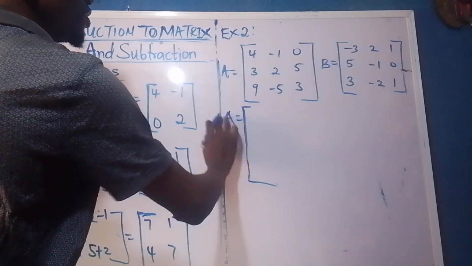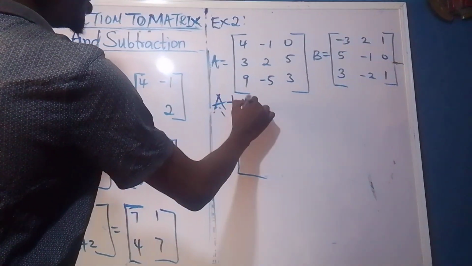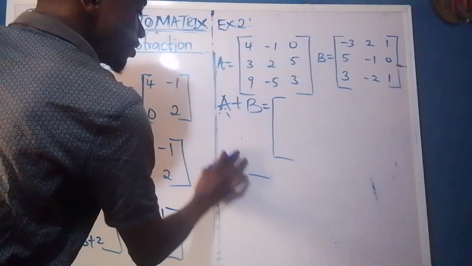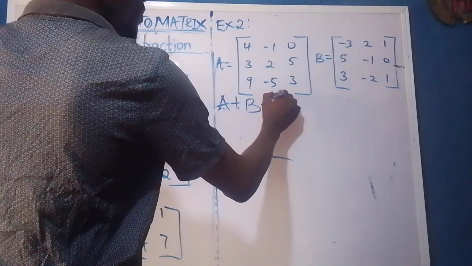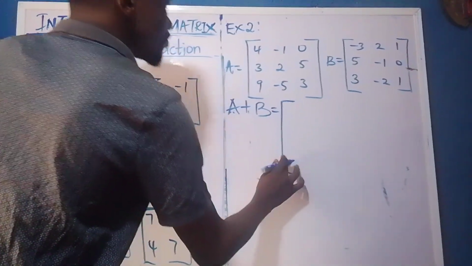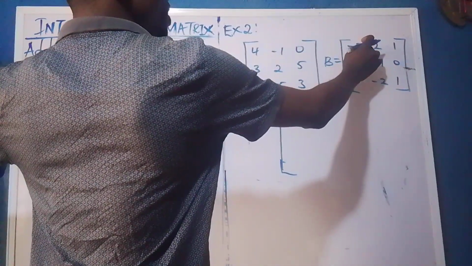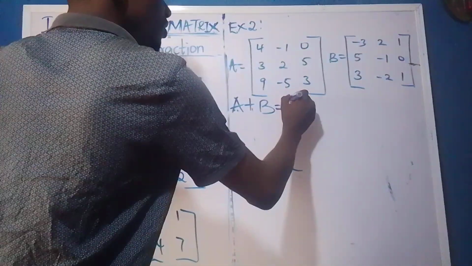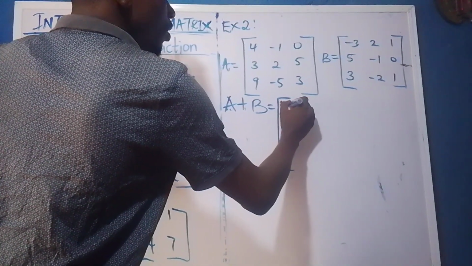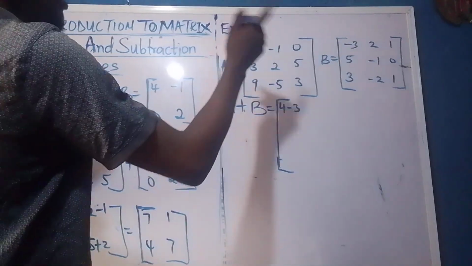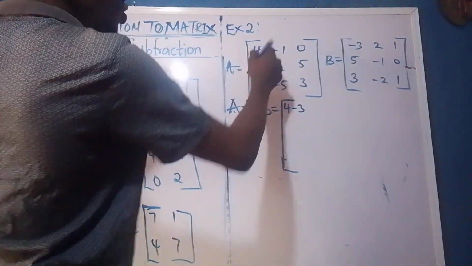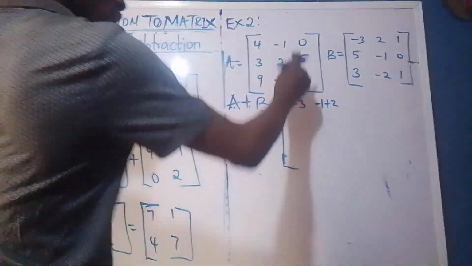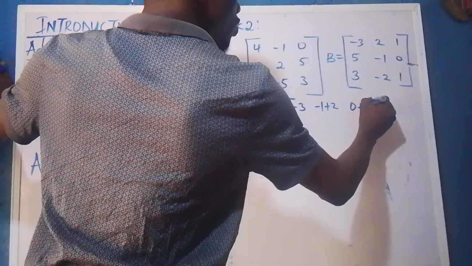If you're adding A and B, so say we should add A plus B, then you follow the approach I said earlier. The first number is going to be added to the first number of the second matrix. So 4 plus -3, that is going to be 4 minus 3, because plus times minus is going to give us minus. So minus 1 plus 2, then 0 plus 1.